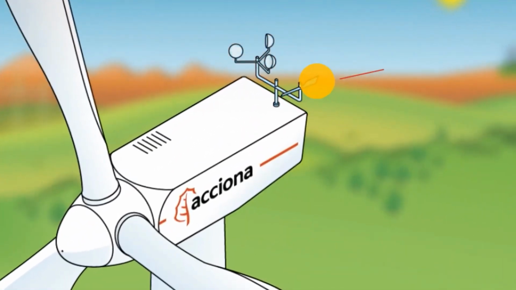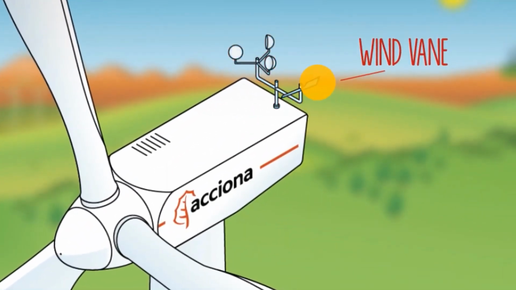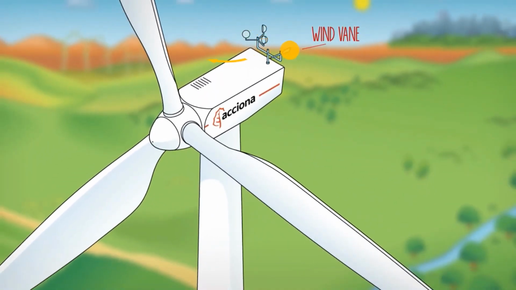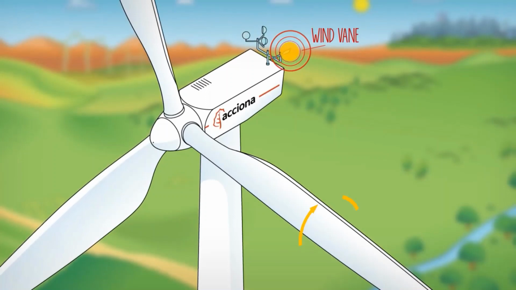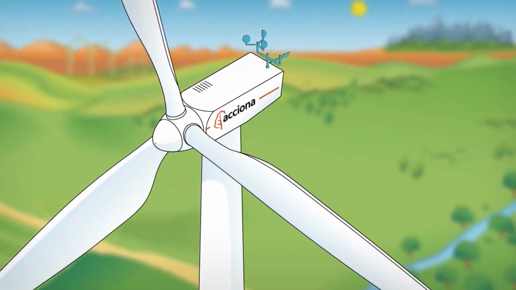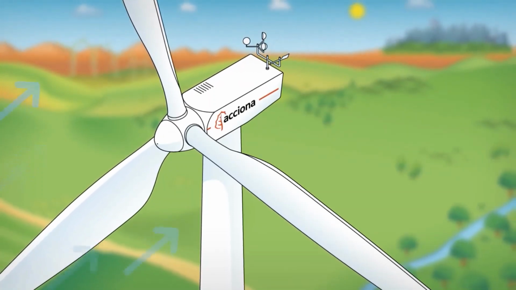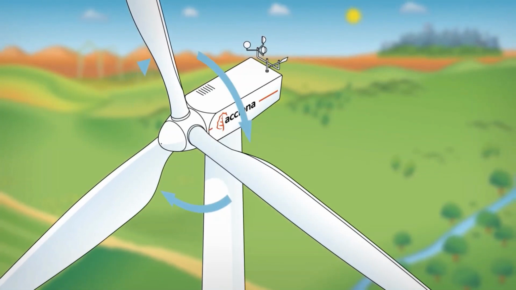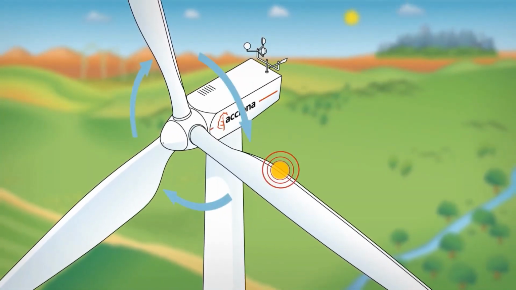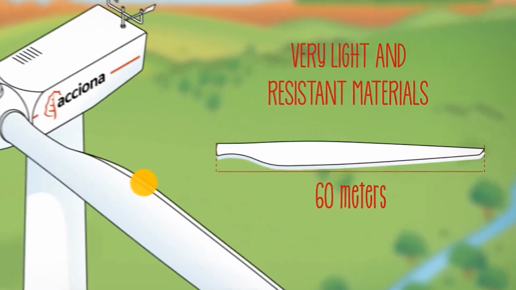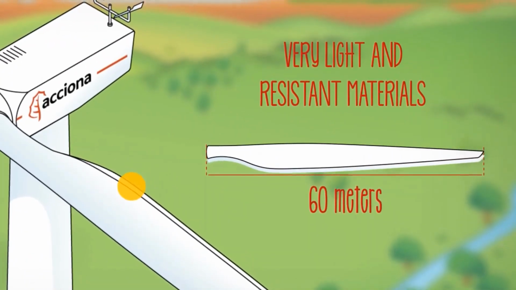Each wind turbine has a wind vane at the top that indicates the wind direction. This allows the turbine to rotate on the tower and face the wind. The blades also rotate on their axis for maximum resistance. Wind force, that is the kinetic energy contained in moving air currents, spins the blades. These are designed to fully capture its energy. They can be as long as 60 meters each and made of very light and resistant materials. This is for ease of movement.